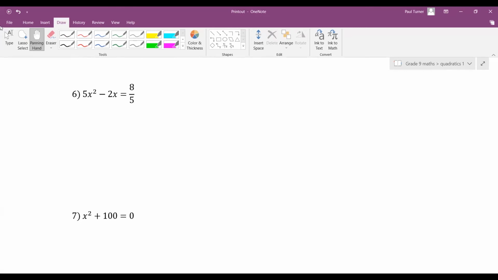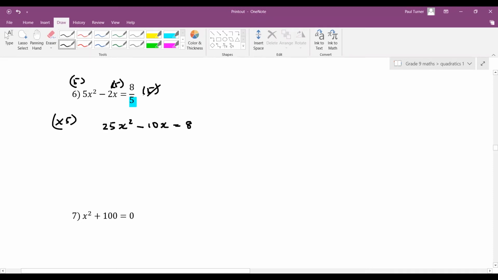Okay, so let's look at this next one. In this case, we've got a fraction down here, 5. So it looks like we could multiply everything by 5 to get rid of this. So you're going to get 25x squared minus 10x equals 8. That 5 is multiplied everywhere, and that one will cancel that one. So we end up with this. We'll bring the 8 over: 25x squared minus 10x minus 8 equals 0.